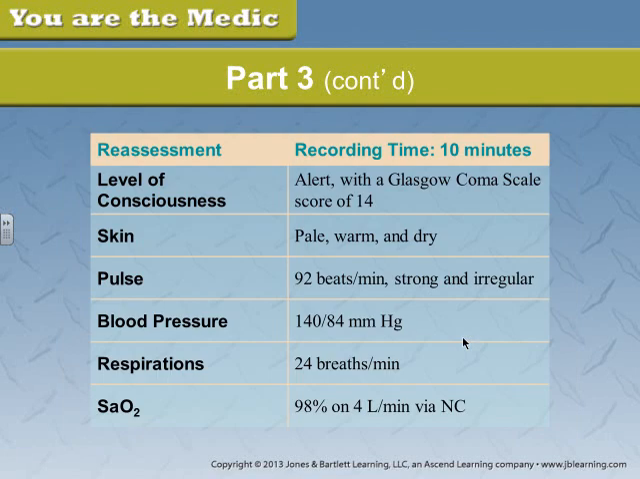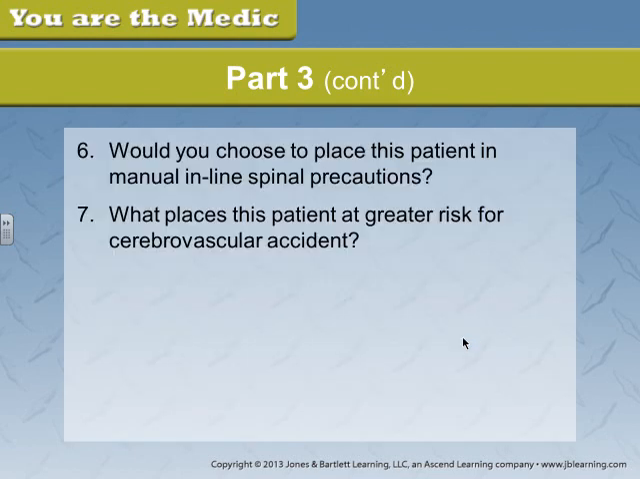So he's still at a 14 GCS, skin pale, warm and dry, vital signs, pulse 92, and strong and irregular. All right, maybe to be expected with somebody with chronic AFib. Blood pressure is pretty decent. Respiration's 24, and SaO2 is 98%. Would you choose to place this patient in manual inline spinal precautions? That's kind of one of those, you're damned if you do and damned if you don't, right?